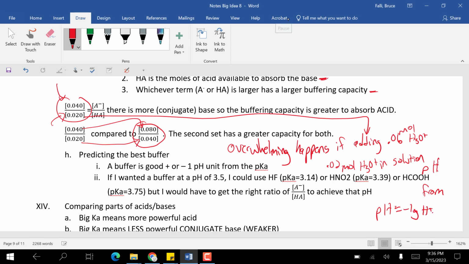All right, predicting the best buffer. A buffer is good to be plus or minus. So first of all, you need to have buffers of different pHs. Your blood has a buffer that's very close to 7. That way you don't die. Your stomach has a buffer very close to 1. That way it digests food.